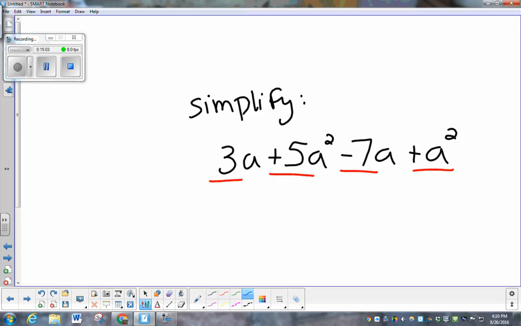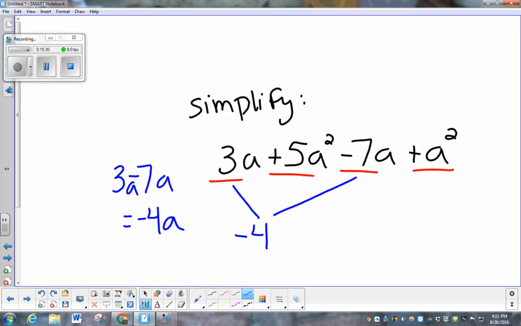So if I look up for something to match up with this 3a, I know that everything has some kind of a, but the only thing with just a plain old a is this negative 7a. So we can add those up. So 3a plus negative 7a, or you can think of it as 3a minus 7a, that is negative 4a. Remember, when you're adding or subtracting terms, just add or subtract the numbers, the coefficients, and keep the letter exactly the same. Don't change it. So this is negative 4a.